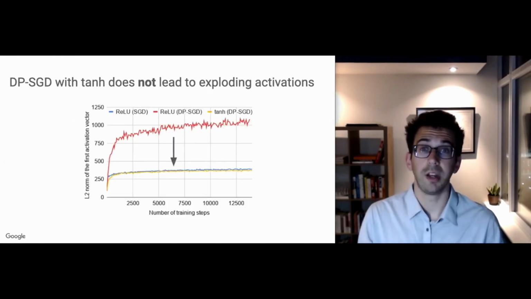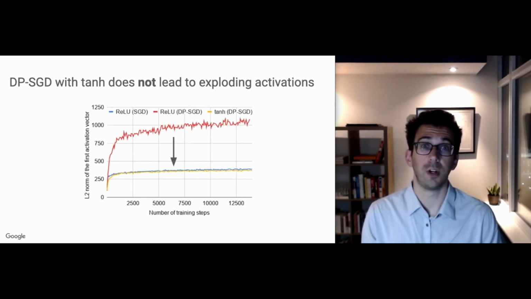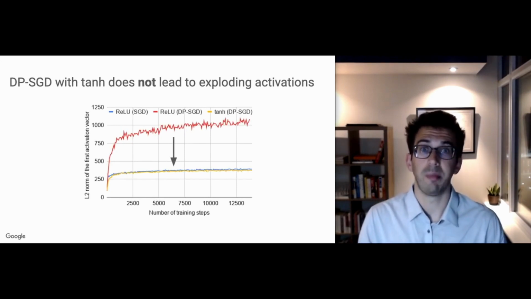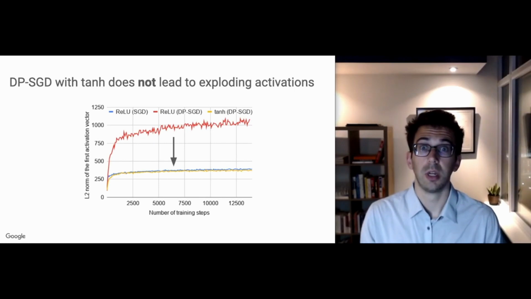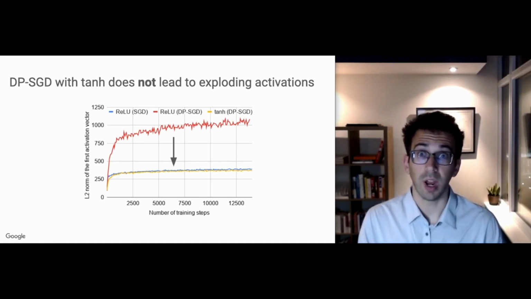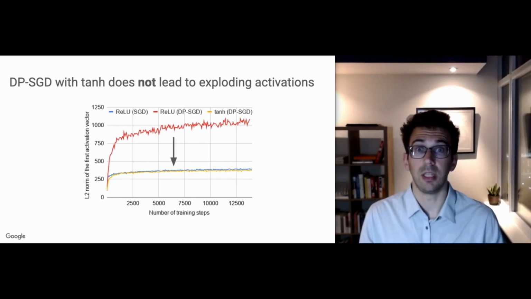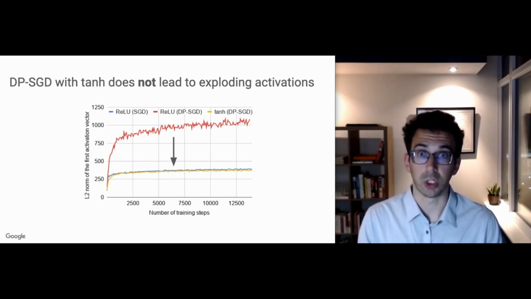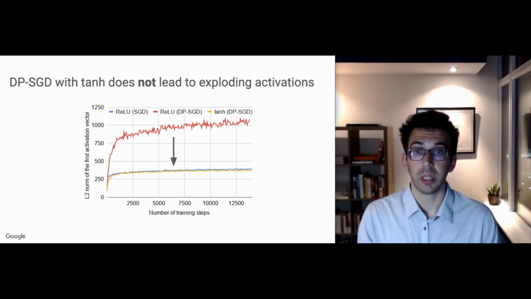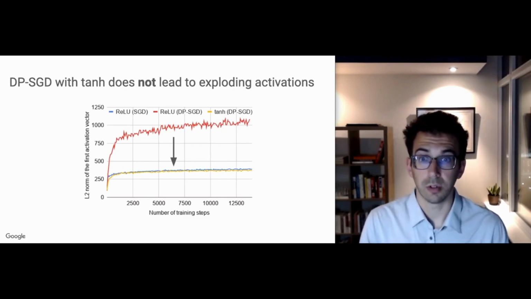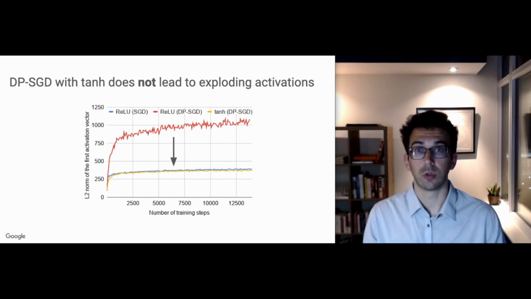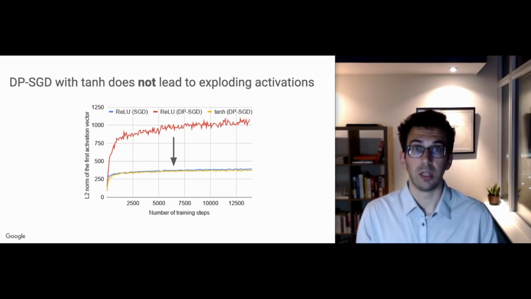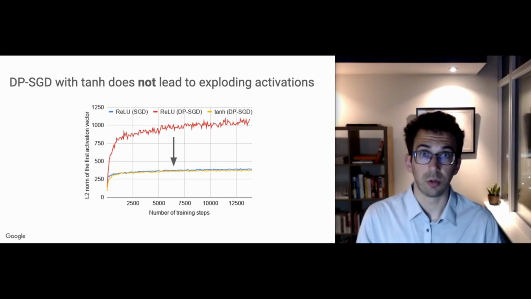To explain why such a simple change of activation functions has such a large positive impact on the model's accuracy when training with differential privacy, we looked at the activations of the first layer of our architecture, as we did initially when we started exploring this direction. And so here what you can see is, whereas previously we had observed that by training with differential privacy and ReLUs, the norm of the activations had exploded by 2 to 3 times.